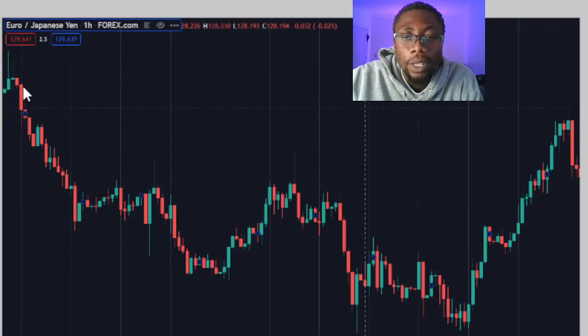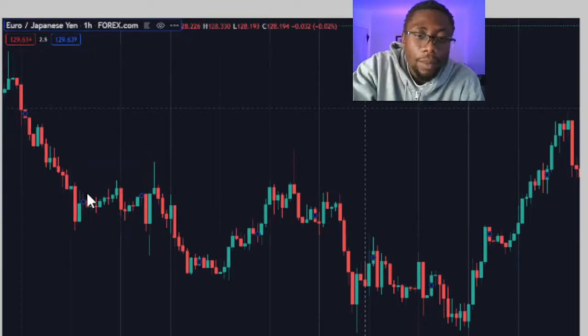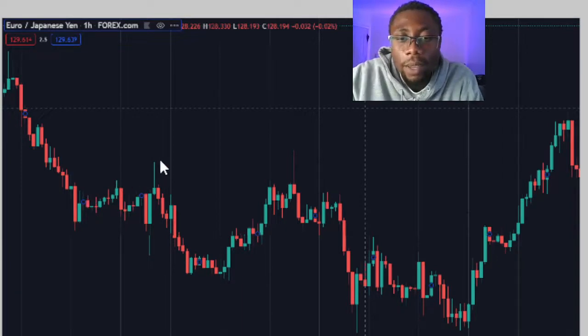Okay, so here we have the Euro Japanese yen hourly time frame. We see a down move that happened here. We also have a pullback where price came up to about here. We have a swing low right here where price reacted initially, bounced off of, and came down here. Came up to that point, came down here.